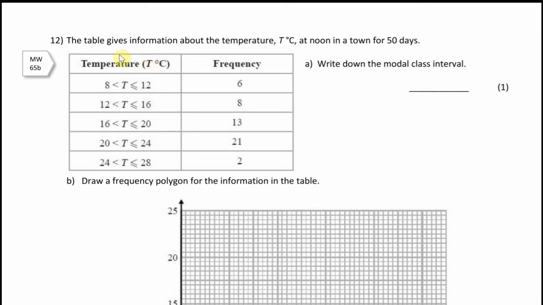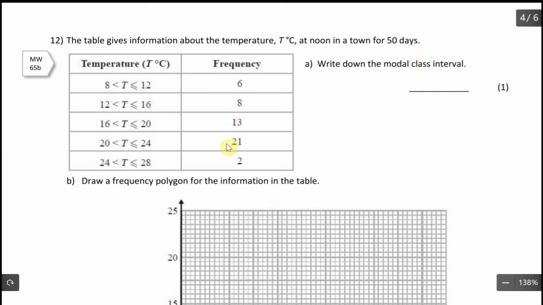Okay, number 12, the table gives information about the temperature in degrees C at noon in a town for 50 days. Part A, write down the modal class interval, so the most common class interval. Class interval is just a fancy name for group. What is the most common group?